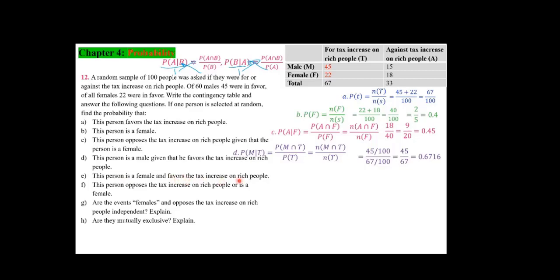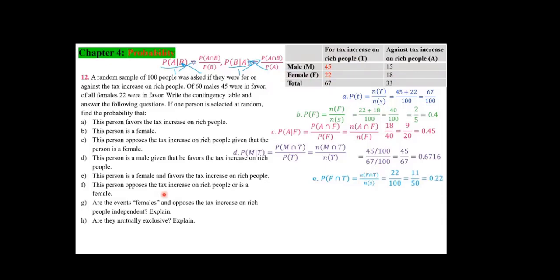You are going to write the formula. Probability of F intersection T ultimately becomes N of F intersection T over N of S. And as I said, N of S is 100, F this row, and T this column. F, T, they come together, giving us number 20.